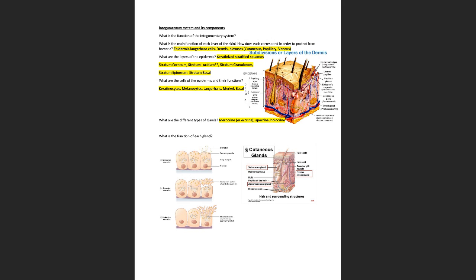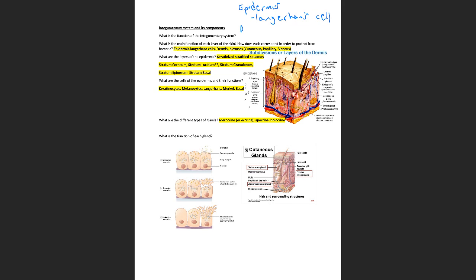So next is he's asking what are the main functions of each layer of the skin and how do they correspond to protect from bacteria. So in the epidermis, we have Langerhans cells. These serve as an immune function, okay? They're there for surveillance, basically. If something that's there that's not supposed to be there, these Langerhans cells, they recognize it and they instruct the body to go attack and get rid of the bacteria or the virus.